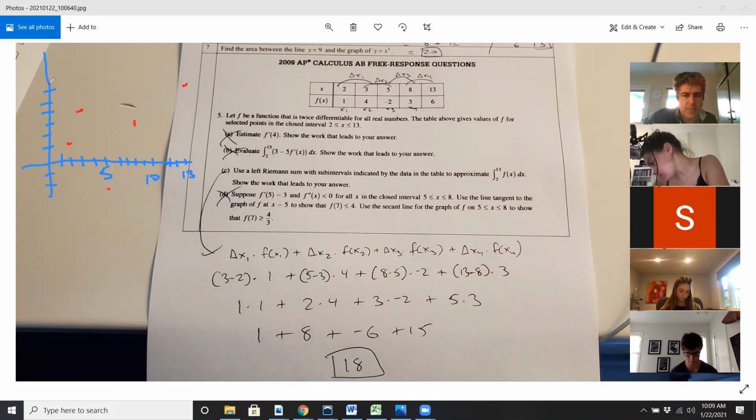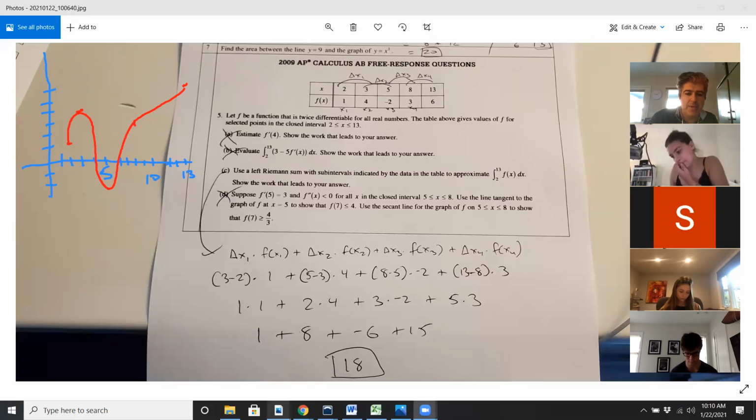And if it's twice differentiable, we would assume it's going to be continuous. So if you want, feel free to connect these if you want to. I don't really care. But the bottom line is that we have to do a left Riemann sum using these subintervals. So the first subinterval is defined from 2 to 3. You got 4 subintervals, by the way. If you have 5 points, the number of subintervals is always n-1.